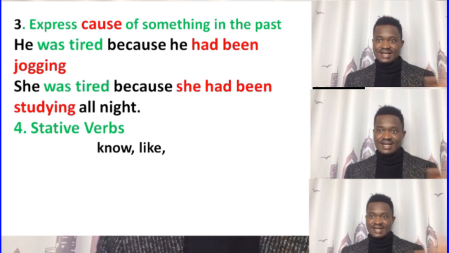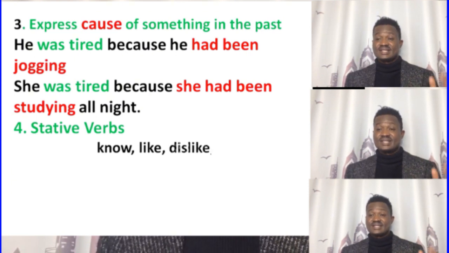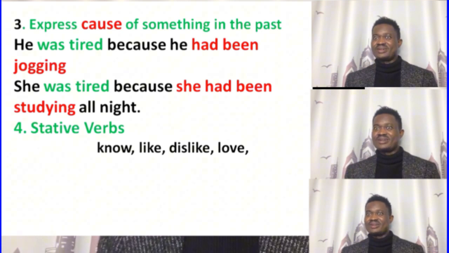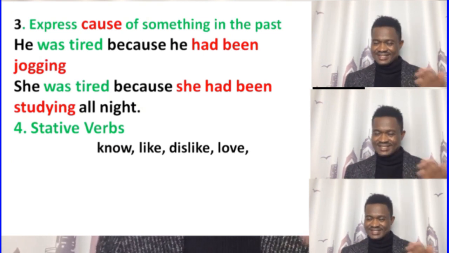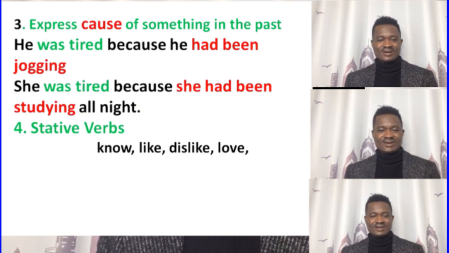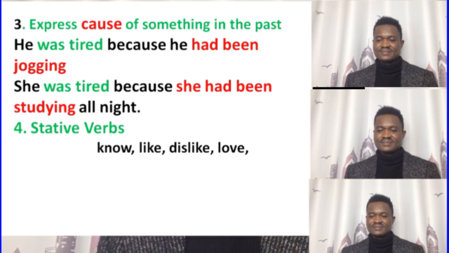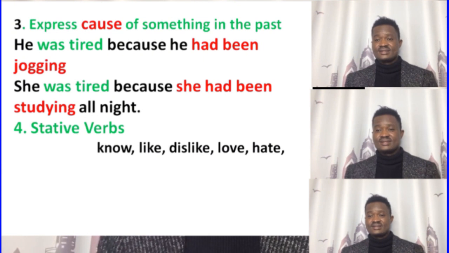Like is okay: I like it. Dislike. Love. Some people say I'm loving it. That is incorrect; it's for marketing English. So love is a stative verb. It doesn't express action. Hate is a stative verb. Believe is a stative verb.